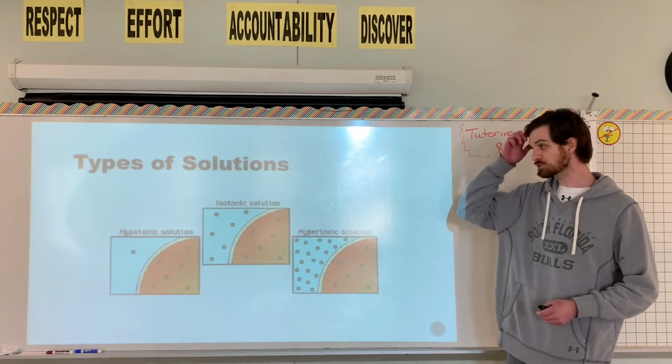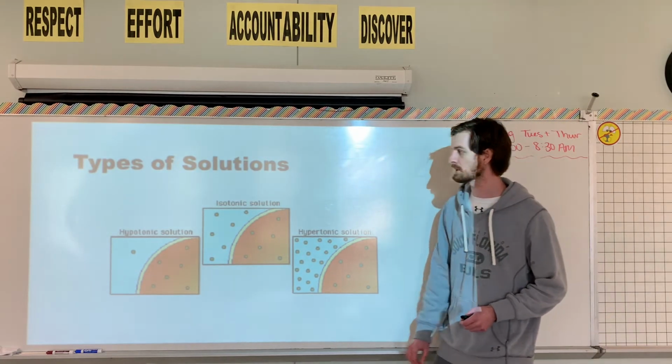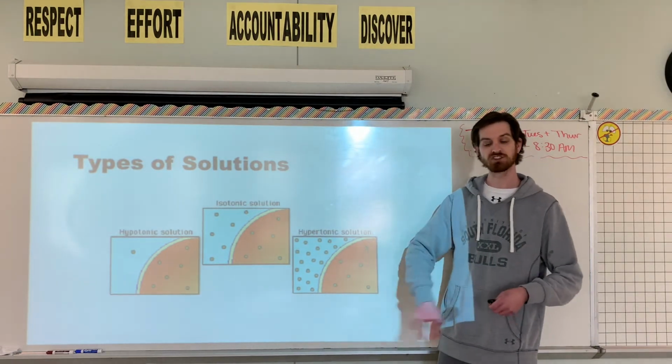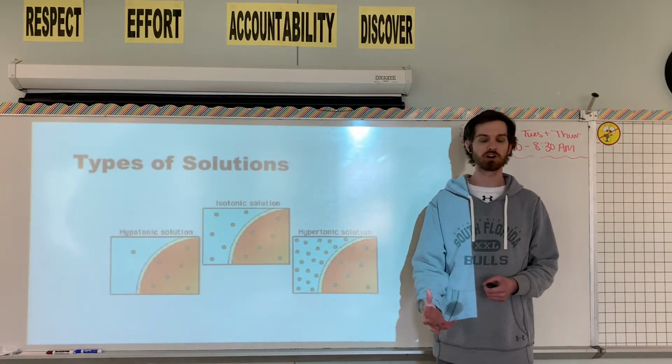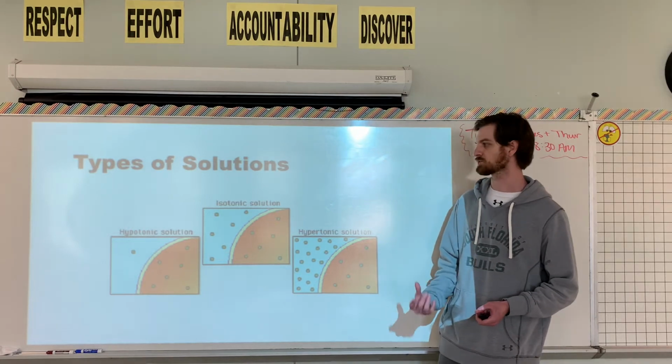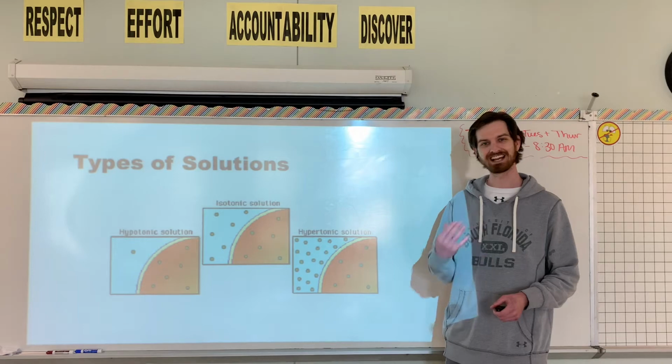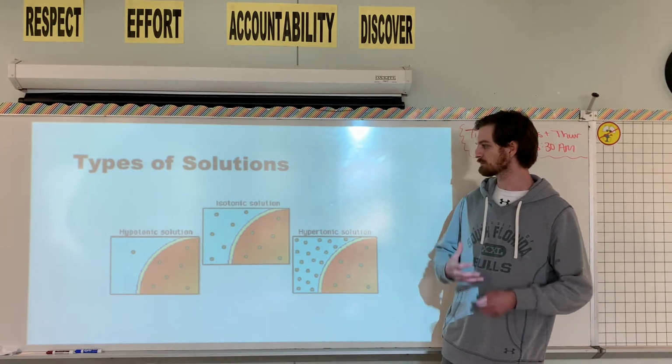All right, so there's three types of solutions that we have overall. We have hypotonic solutions, isotonic solutions, and hypertonic. And this is all about the direction water will flow with these solutes. The type of tonic solution, hypo, iso, or hyper, is telling you where the particles are in their majority.